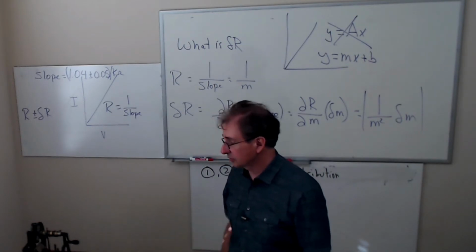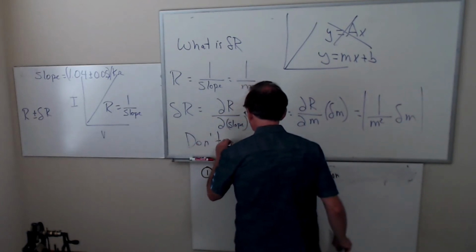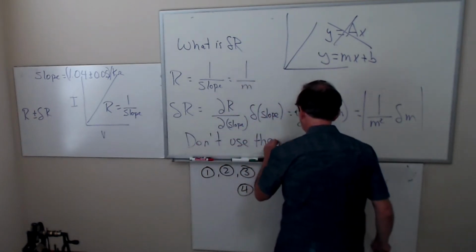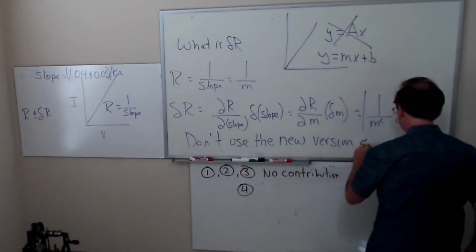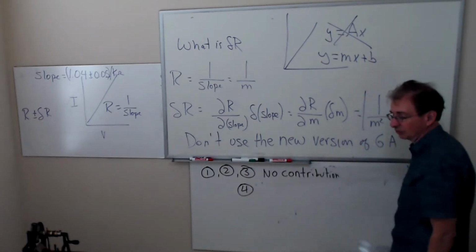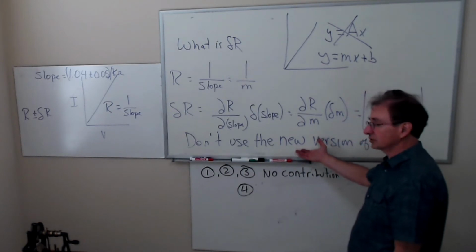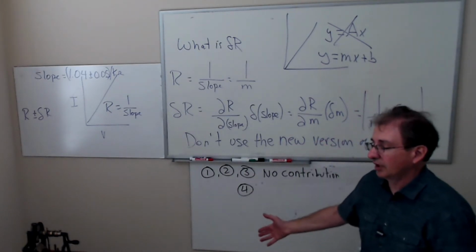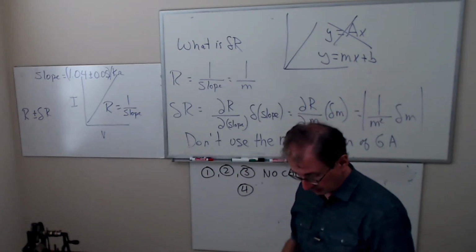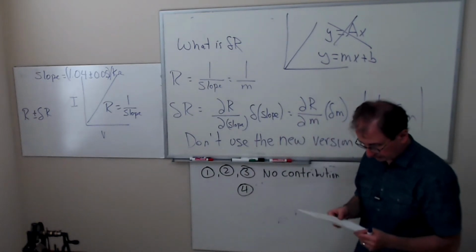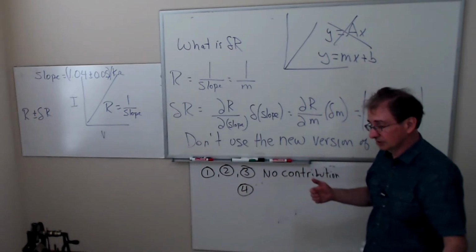So don't use the new version of Graphical Analysis, because I need to see the uncertainty. We're doing error analysis in this class, so it's not going to be of any use to you if the software doesn't do any error analysis in its curve fit. Okay. So make sure that you show your uncertainties in your curve fit results.